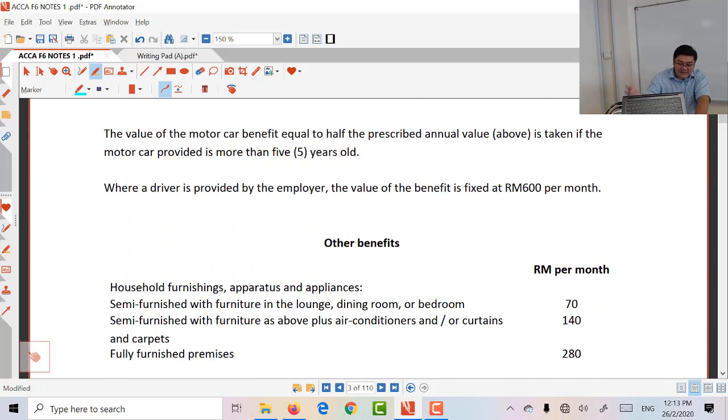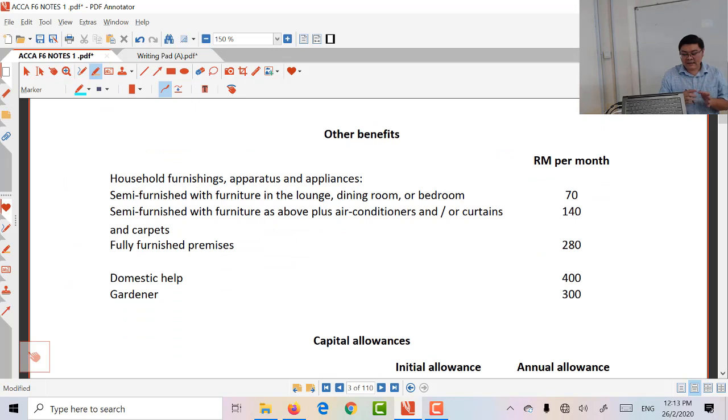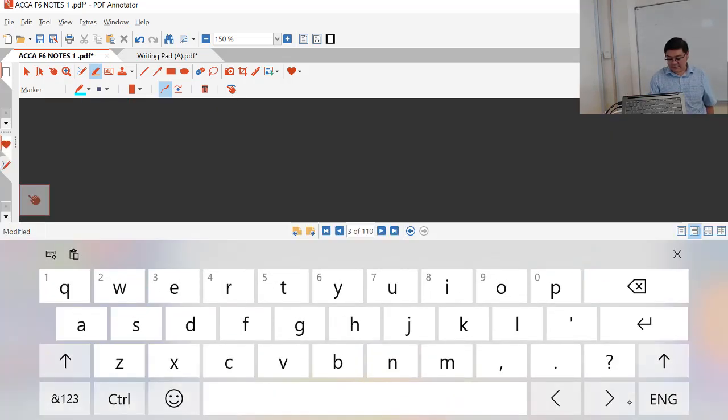And then if you go on to the next page, you notice they also tell us that if you are given a driver, the value is 600 a month. See, the driver is mentioned. Then there are also other benefits, which include household furnishing. They are talking about furniture, which I will run through with you when we come to that. Then they also mention domestic help, which is your servant and gardener, which is 400, 300 per month. So I don't have to worry about remembering the PV because the value is all there. Now let's go back to the note just now.